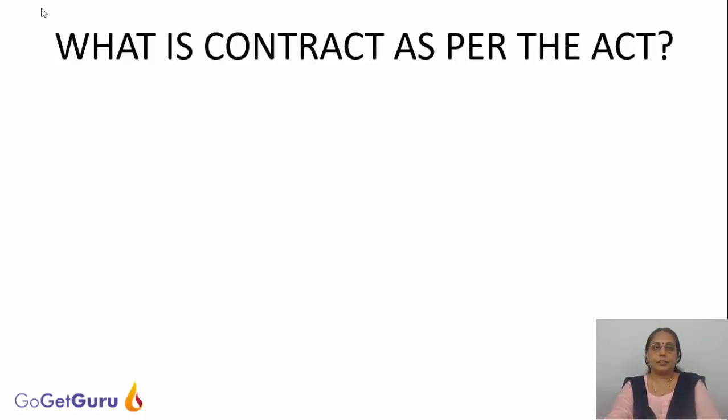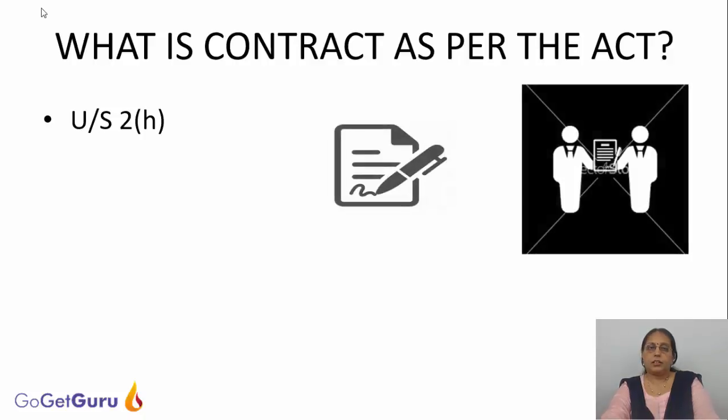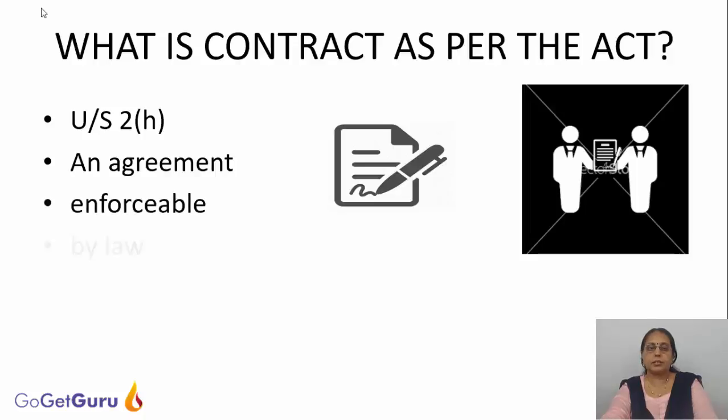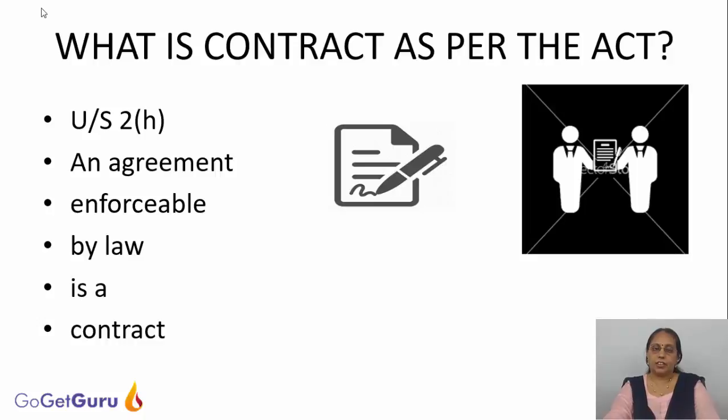Now, considering what a contract is, how the contract is defined under the Act. Under Section 2(h) of the Act, the contract is defined. The contract is defined as an agreement enforceable by law. So what do you mean, first of all, by an agreement? Friends, come on, take the definition one term at a time.